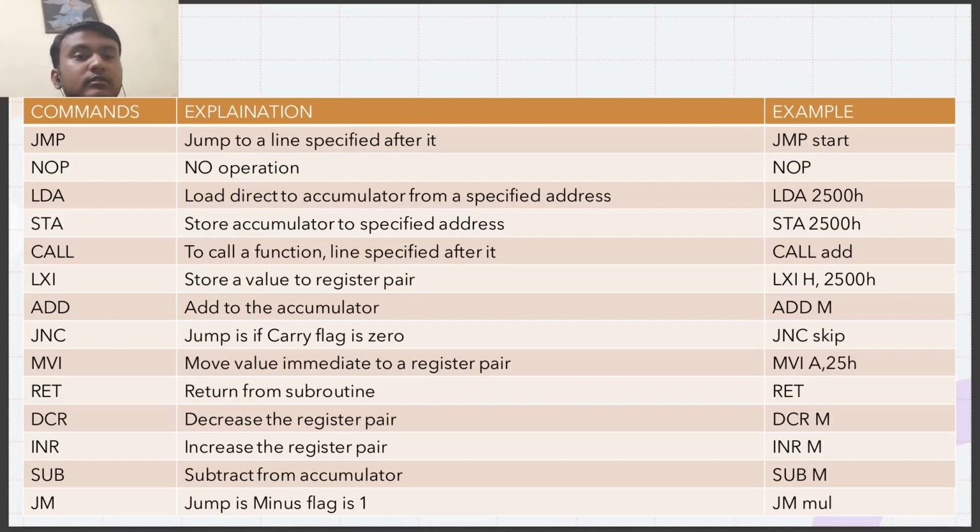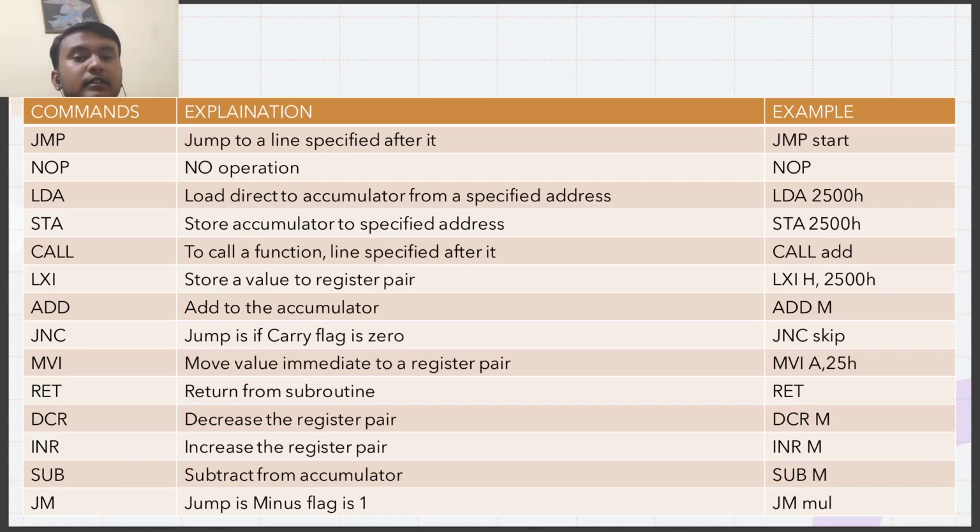LXI stores a value to a register pair. ADD we use when we want to add some values to accumulator, some values from a register or particular memory space. Then JNC is jump if the carry flag is 0, like JNC skip. Then MOV moves value from accumulator to a register pair. Then we use MVI A, 25H.